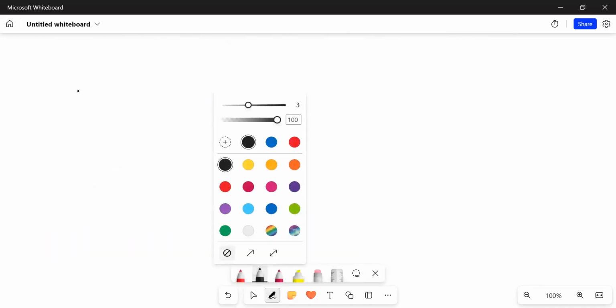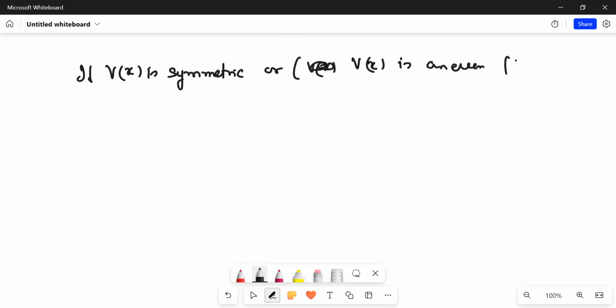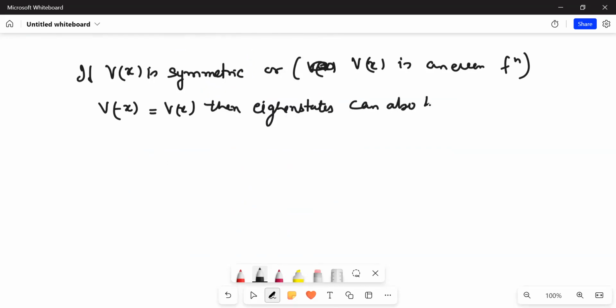Okay, another property that I want to discuss is that if V(x) is symmetric, an even function, that is V of minus x equals V of x, then the eigenstates can always be chosen either even or odd. This is an important property. Please do remember, eigenstates can be chosen either even or odd.